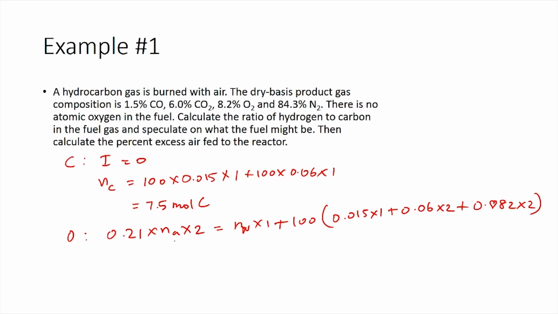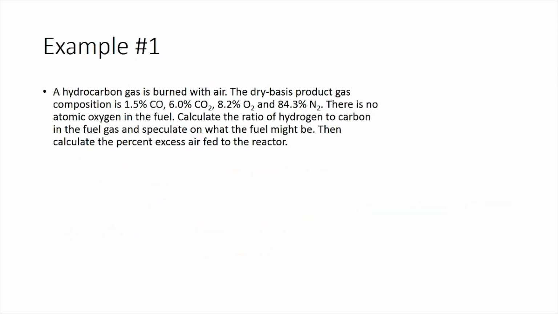In this particular equation, we already know the value of Na. So, from here we can calculate the value of Nw as 14.9 moles, which is the number of moles of water which is leaving the system in the form of water vapor. To calculate the number of atoms of hydrogen which is entering into the system, we would have to write an atomic balance for hydrogen.